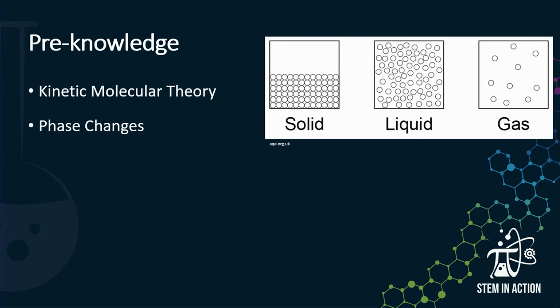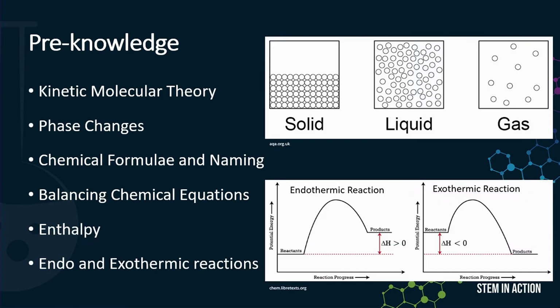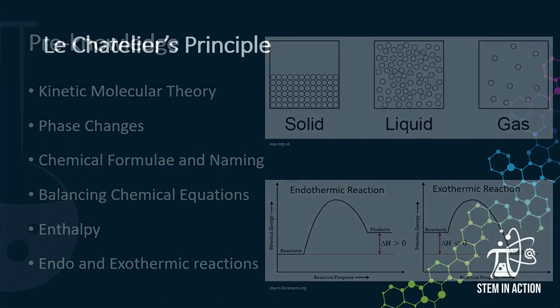Just to remind you of some of the pre-knowledge that you should know from grade 10 and 11: the kinetic molecular theory and phase changes, which include the solid, liquid and gas phases. We also should know the chemical formulae and naming and our balancing of chemical equations. And of course enthalpy and endothermic and exothermic reactions, and the work that was covered in chemical equilibrium part 1.